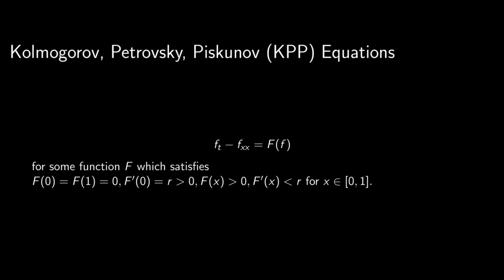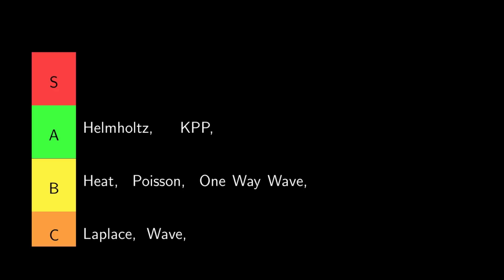KPP equations. These equations combine reaction terms for growth with diffusion to spread material throughout space, with various assigns for reaction rates. They're widely used in ecological and chemical modeling. I love how they balance simplicity with nonlinear complexity. It keeps things interesting yet manageable. Solid A tier.